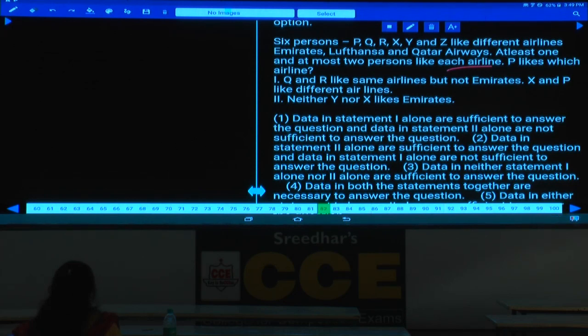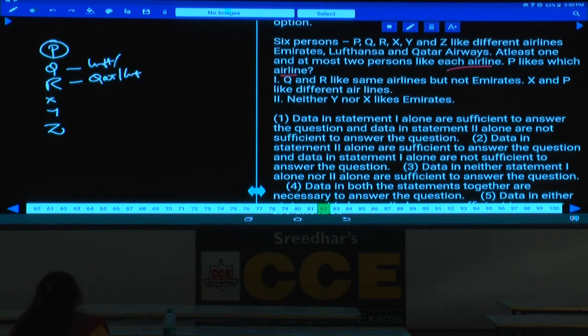And P likes which one? Now the question is about which airline P likes. P, Q, R, X, Y, Z. At least 1 and at the most 2 persons like each airline. Now we need to find out which airline P likes. Q and R like the same airline, but not Emirates. And this Q and R could be either Lufthansa or Qatar Airlines.